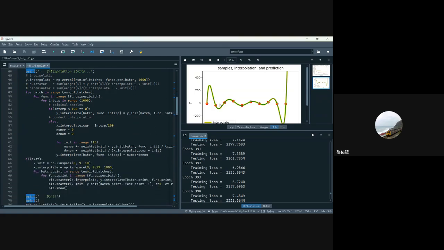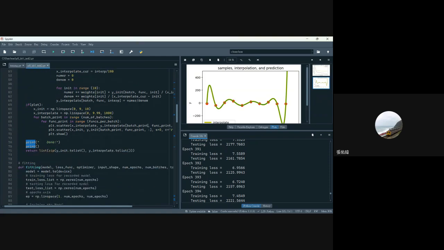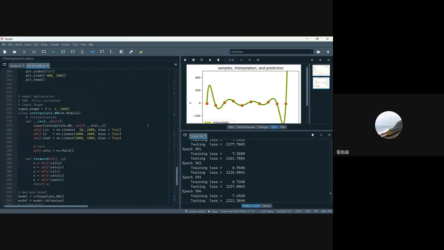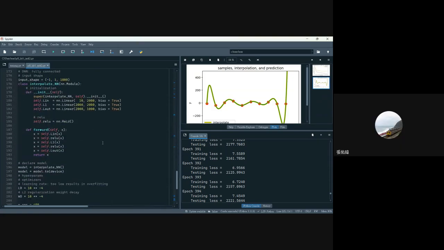So after the whole generation process, you will get the yellow line, like here. Let's talk about the model. The model has 3 layers, 1 input, 1 output, and 1 hidden.